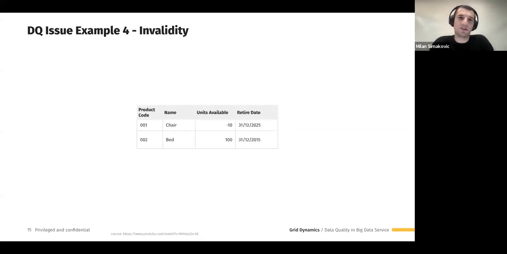The fourth data quality issue is related to invalidity. What does it mean? Here we have everything populated, and it should be good from the syntax side. However, if we take a look at this table, it should show the products. For the first row, we have -10 shares available. That is not realistic. And the second problem is related to the retire date. The company is offering a product even though they don't have it, they retired it.